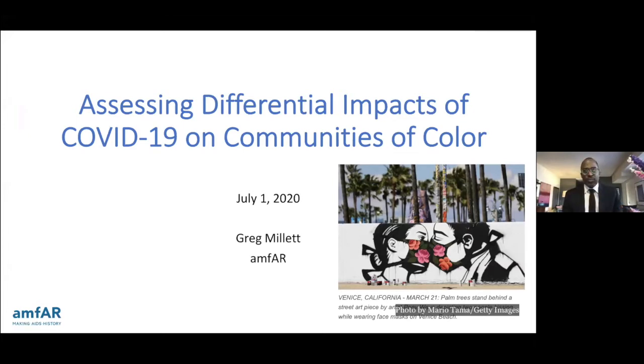I'm going to discuss some research that we published, as well as a couple of other publications that are forthcoming, looking at using county-level data to assess differential impacts of COVID-19 in communities of color.